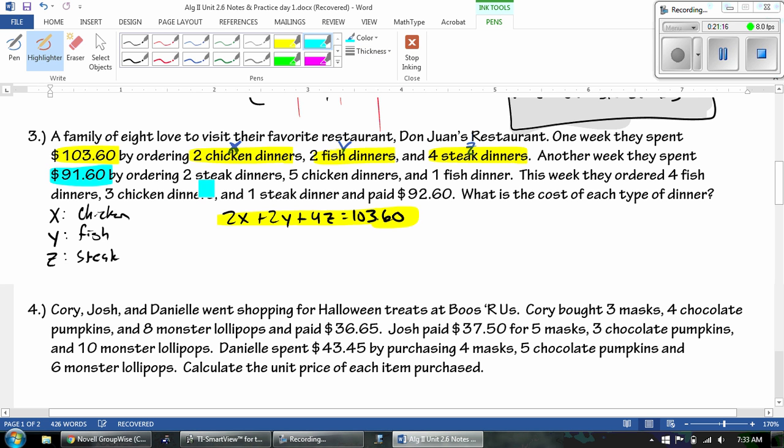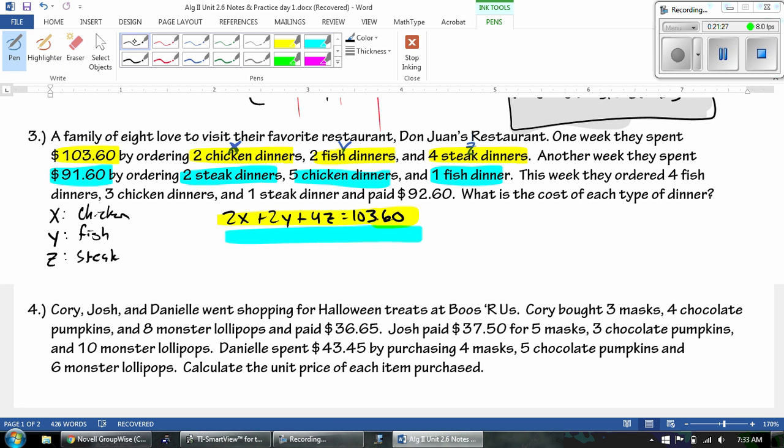Another week they spent 91, 2 steak, 5 chicken, 1 fish. Now, we have to be careful here because the information is out of order. Okay, so I want my x first, which was chicken. So that's 5x plus my fish, which was 1y, plus 2z equals the 91.60. Okay, so we have to be careful when we're reading this.